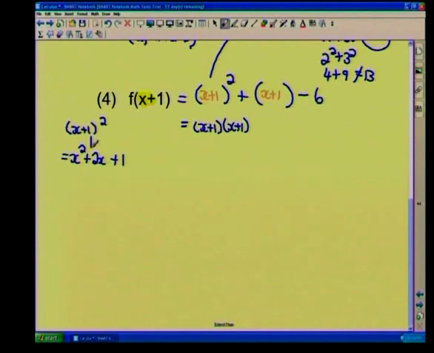Now, that is obviously a preferred method, because it's quick and easy. But I only believe in doing shortcuts when there's no danger that you're going to go wrong. So if you are scared of that, rather do this. The firsts multiplied together give x squared. The outers will be plus x. The inners will be plus x. And my last will be plus 1. I've still got this here, plus x plus 1, there's nothing to do there, minus 6. So that's plus x plus 1 minus 6.